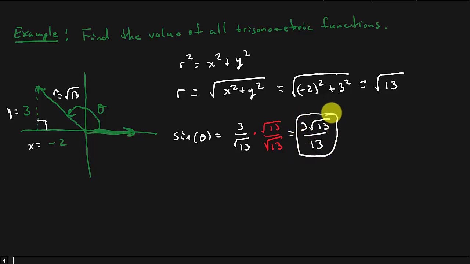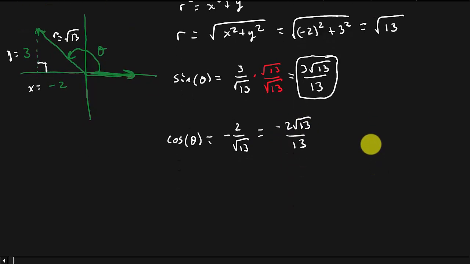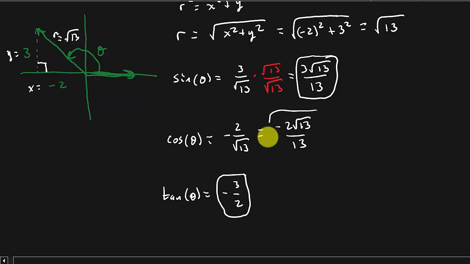So there's sine theta. And then we can get cosine theta. That's going to be what? Negative 2 over square root of 13, x over r. Rationalized denominator, that's negative 2 square root of 13 over 13. And then we have tangent theta, that's y over x. So that's 3 over negative 2, so that's negative 3/2. All right, so now we've got sine, cosine, and tangent.